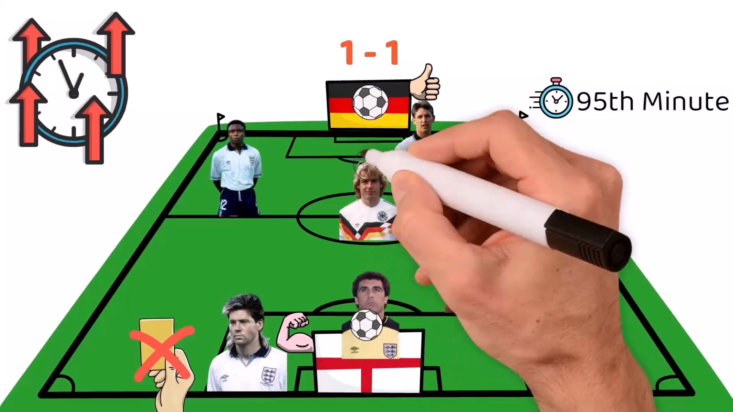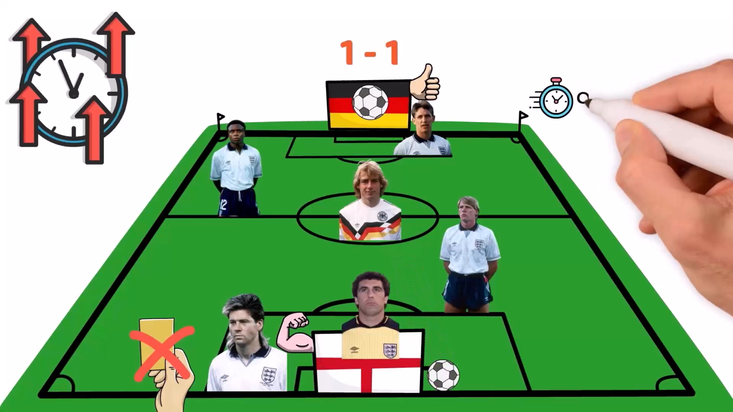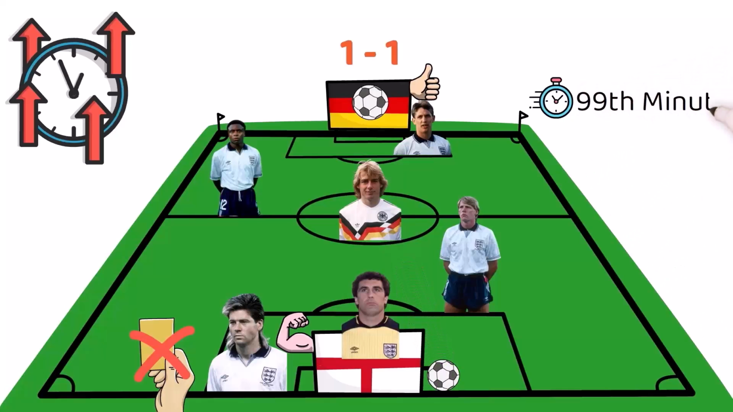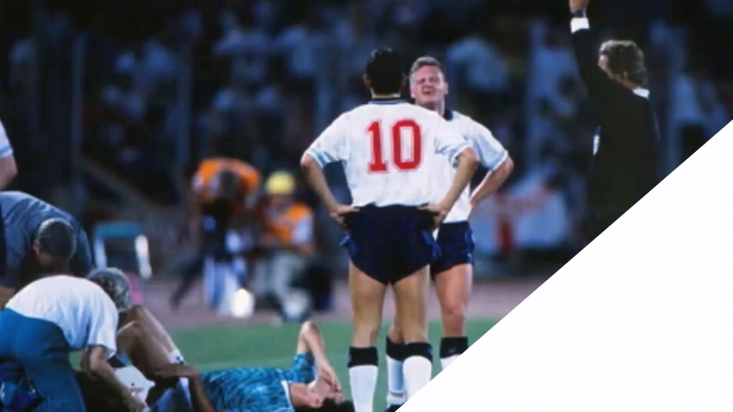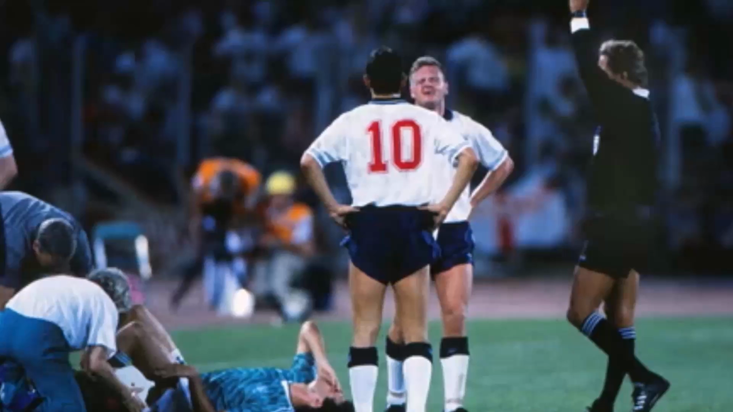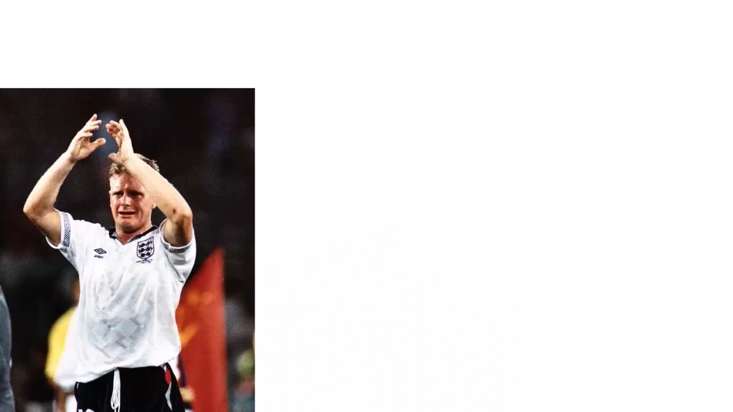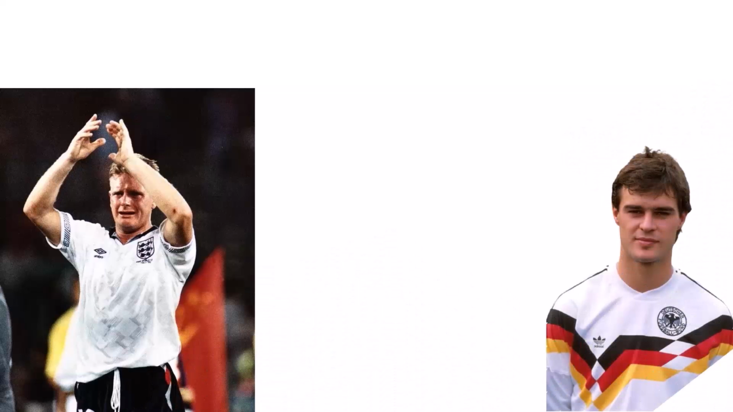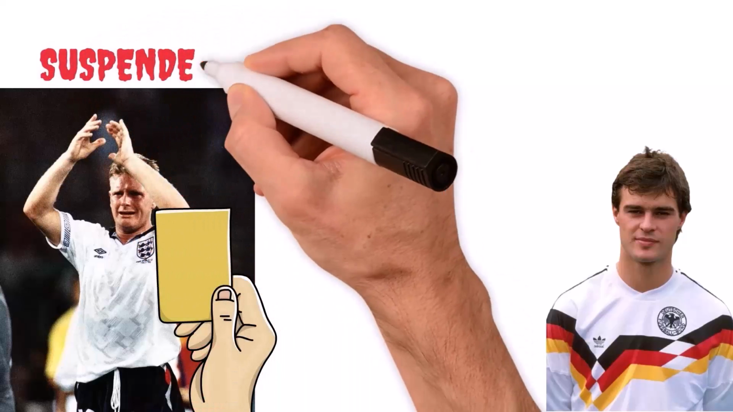Just a minute later, Matthäus had another chance as he mishit a volley wide of the goal. In the 99th minute, the most iconic moment of the tournament occurred. Gascoigne overran the ball and he lunged for the ball and fouled Thomas Berthold. Gascoigne knew he was in trouble and immediately put his hands in the air in apology to the ref. He also apologised to Berthold, but out came the yellow card. Gascoigne was suspended for the final.